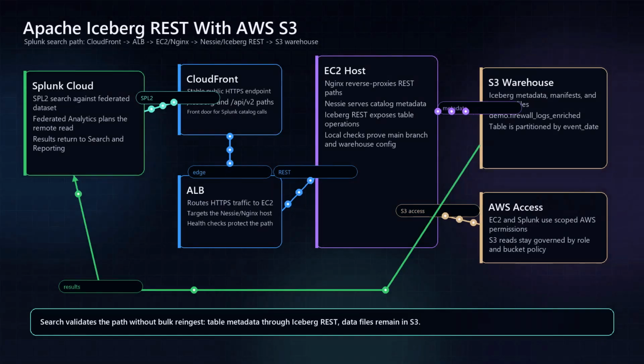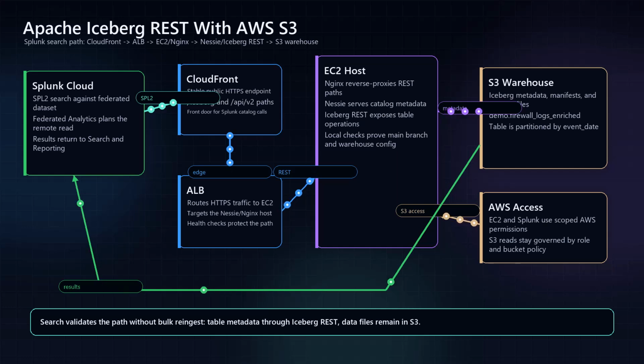Before we walk through setup, anchor the architecture. Splunk Cloud is the search surface. The analyst writes SPL2 against a federated dataset, and Federated Analytics needs a catalog endpoint that can explain where the Iceberg table lives. The AWS side provides that endpoint through CloudFront, an application load balancer, and an EC2 host running Nginx and Nessie. The public path is intentionally simple for Splunk.